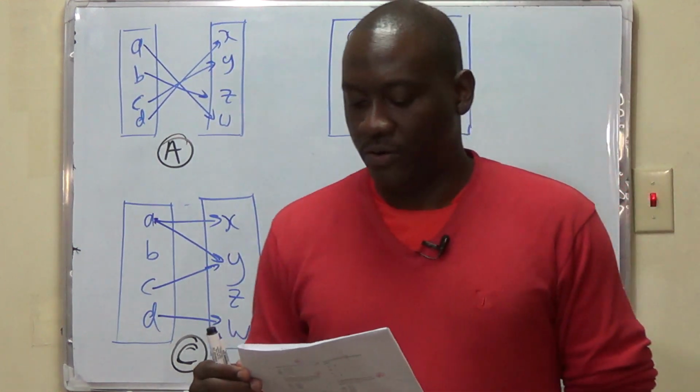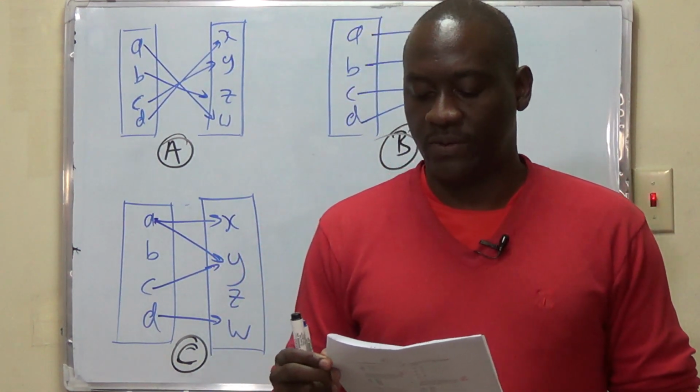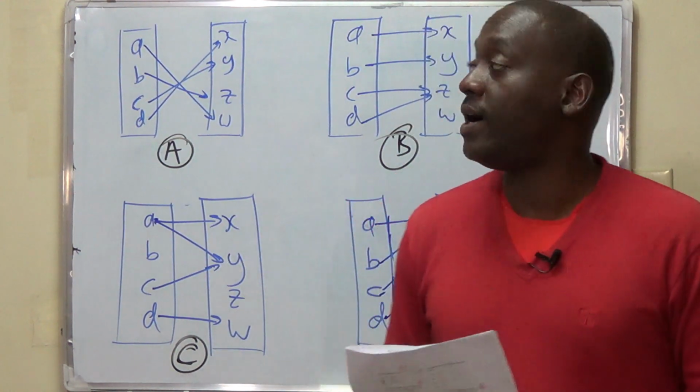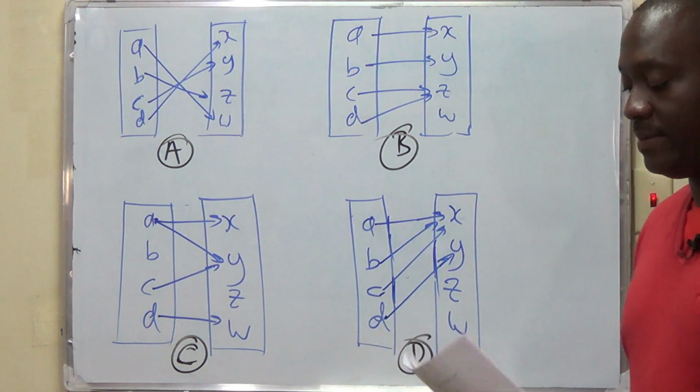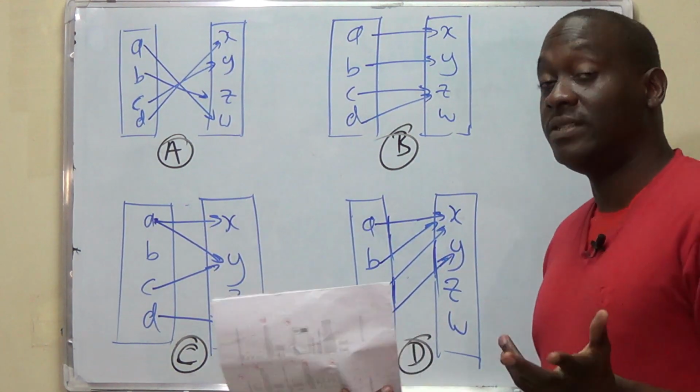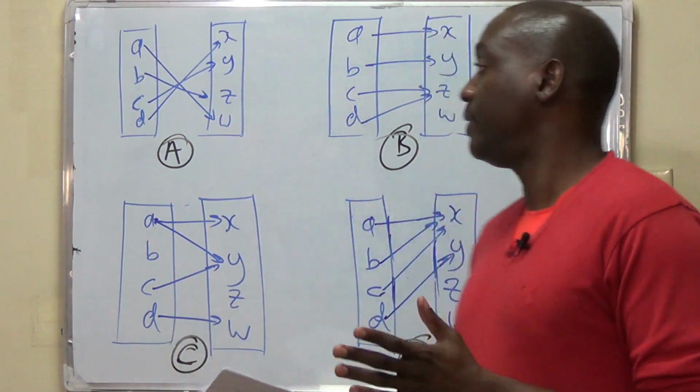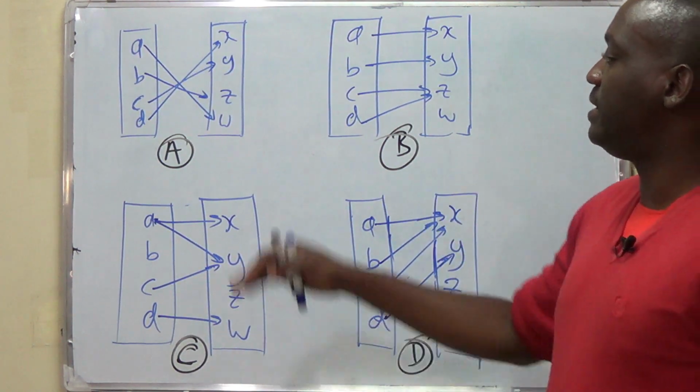Which of the four relations represents a one-to-one mapping? Alright, so I have here reproduced on the board the four answers as we have them in this question. Good. Now a one-to-one, as the name implies, would be a one-to-one mapping between the domain and the range.